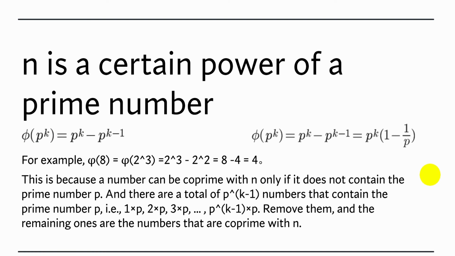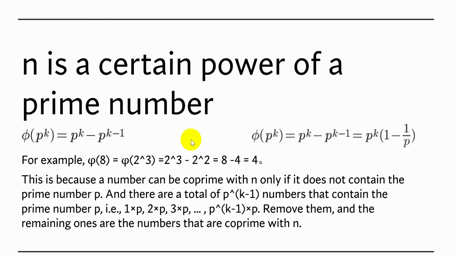This is because a number can be coprime with n only if it does not contain the prime number p. And there are a total of p^(k-1) numbers that contain the prime number p, which are 1 times p, 2 times p, 3 times p, all the way to p^(k-1) times p. After we remove them, the remaining ones are the numbers that are coprime with n. So that's why we remove p^(k-1) from p^k.